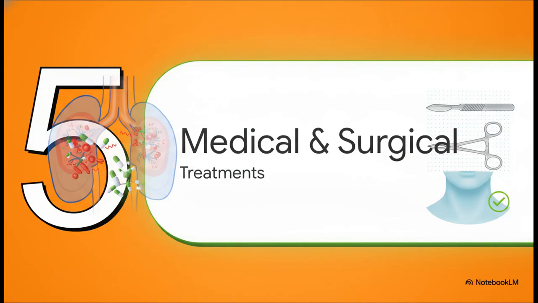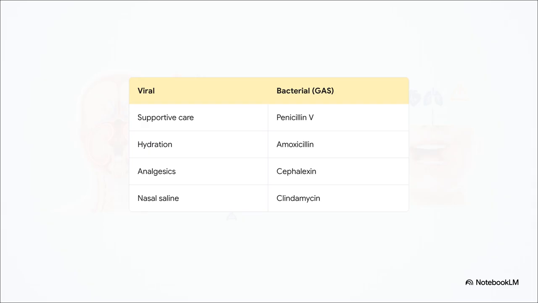And that brings us to our final section, Section 5, Medical and Surgical Treatments. Let's lay out the bedrock of our medical management. If the infection is viral, listen closely. Do not prescribe antibiotics. Viral infections only require supportive care. That means hydration, analgesics to help with the pain, and nasal saline irrigation, which is especially helpful if the adenoids are involved.